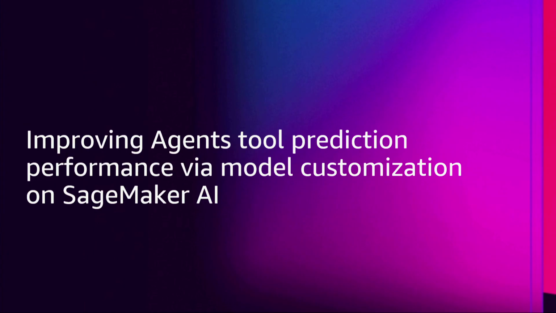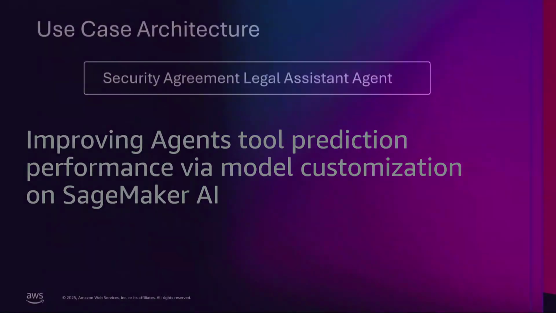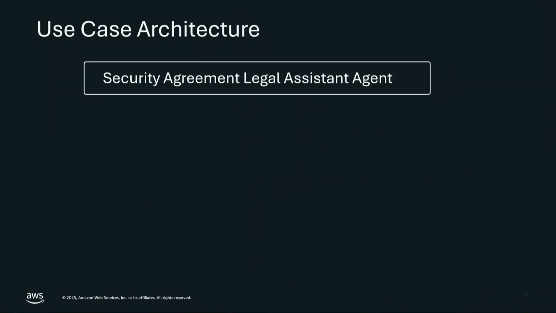With that, we will jump into the use case and just give you a brief idea of what we are going to do today. Rather than spending too much time on PPT, we'll move to code now. The use case architecture that we are going to pick today is a security agreement legal assistant agent.